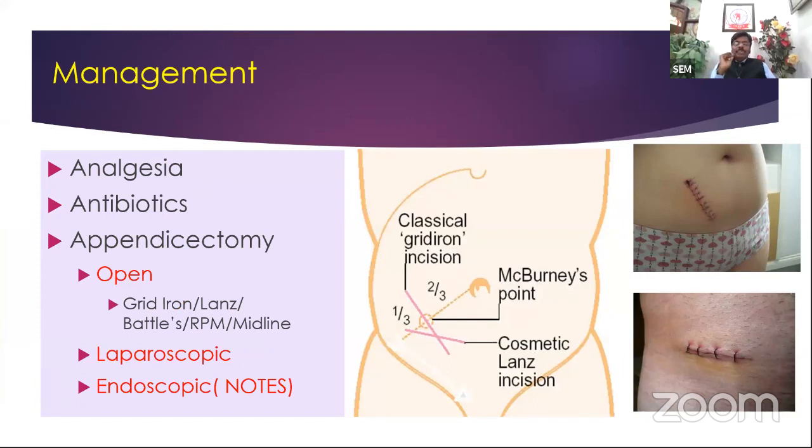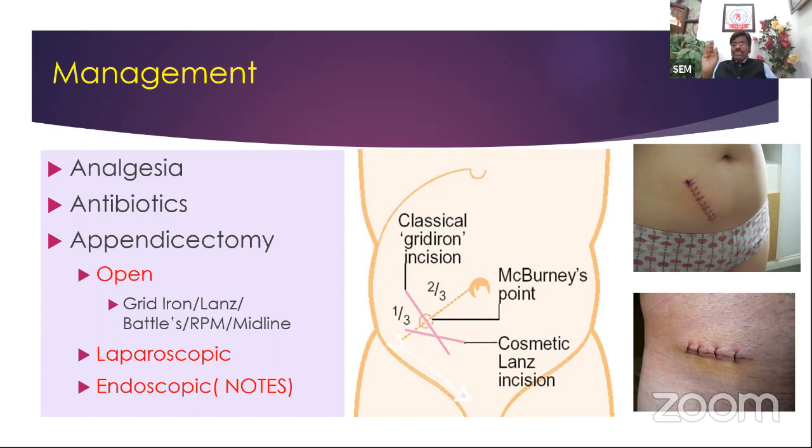Let us go on to the management. For any patient with appendicitis, the management is AAA. As soon as the patient comes, you finish examining the patient and make a diagnosis, you give analgesia, because the patient is having pain. Don't wait for the surgeon to come. Analgesia is your jurisdiction. Next, it is an infective problem. Acute appendicitis is a septic focus, so antibiotics you have to give IV because the patient cannot absorb orally.